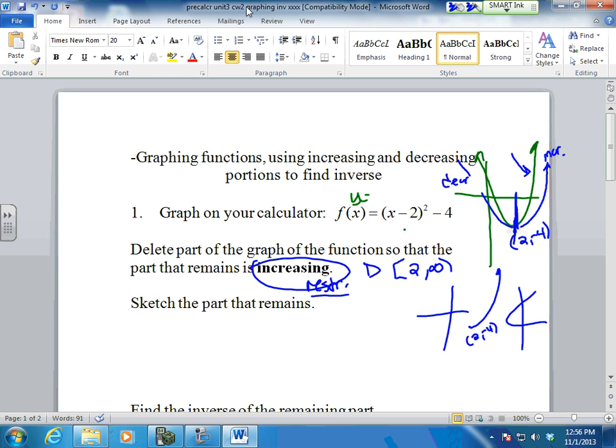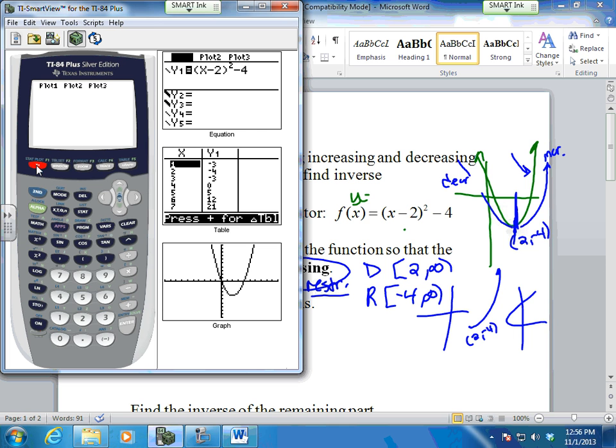And for this guy, as well as your whole parabola, what's your range? What's the lowest y that it uses? Negative 4, infinity. Good? Okay. Now, let's go in your calculator and restrict this. Let's go to your calc. Let's come to your y equal.